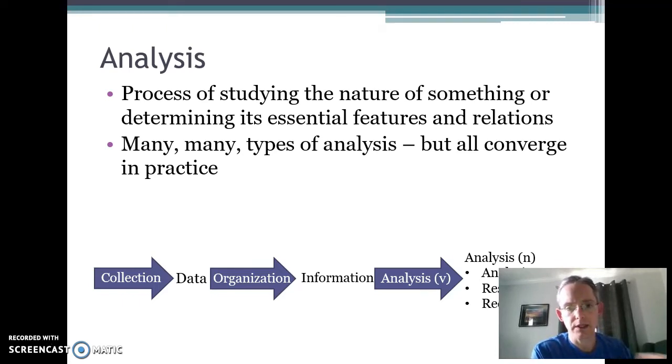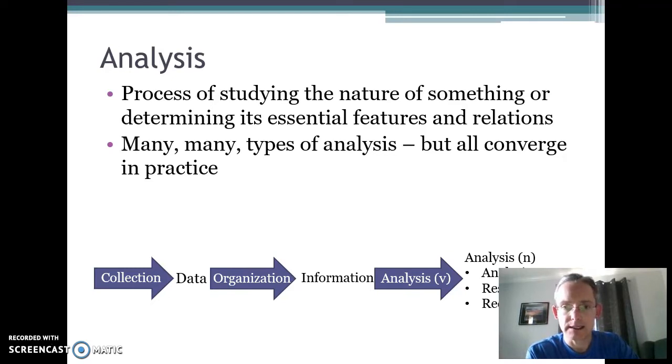Analysis, we talk about collecting data, then you get into organization, so organizing all that data into something that becomes information, right? And then you take that and you do analysis with it as a verb there. That analysis will result in some analysis as a noun. So your analysis output, essentially, your results and recommendations. It's the process of studying the nature of something and determining its essential features and relations. And that's key when we get into operations analysis. We'll talk about the relationships within the system itself.